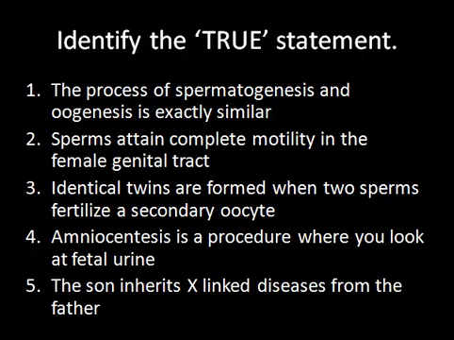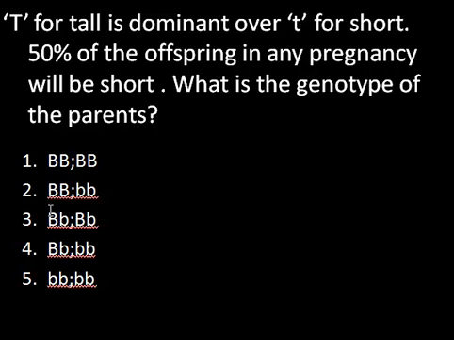at the next question here, which is a clinical problem. So here it tells you that capital T, for tall, is dominant over small t, which is for short. Now it tells you that 50% of the offspring in any pregnancy will be short. So you need to find out what the genotype of the parents is.